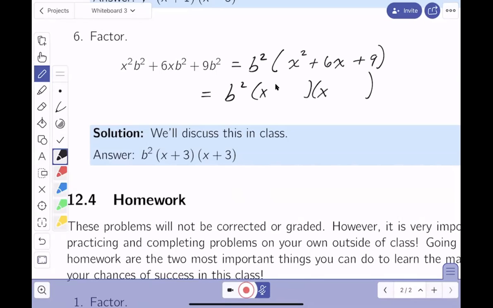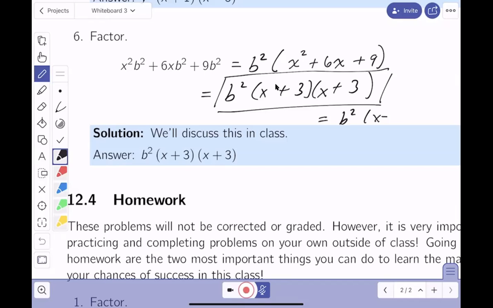X and X, my only choice. How about for 9, 3 and 3? Looks like plus plus. Let's check it out. You do get X squared. 3x and 3x is 6x, and 3 times 3 is 9. These are perfect squares, by the way. So what do you really get over here? B squared, X plus 3 squared. That's also a fine looking answer. It's the same answer, by the way.